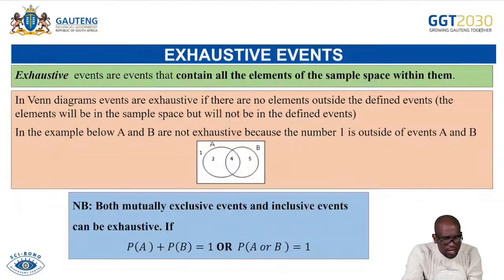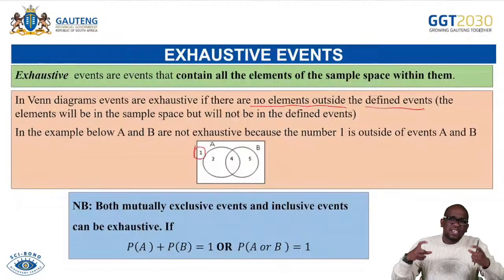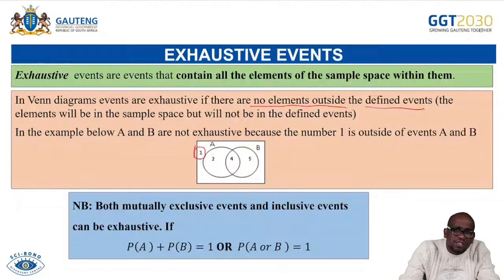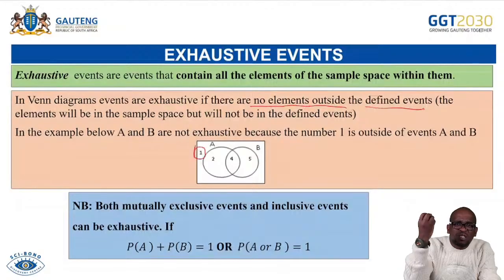In Venn diagrams, events are exhaustive if there are no elements outside the defined events, all right? The elements would be in the sample space, but will not be in the defined events. That's what it means if we say there are no elements outside. In the example below, A and B are not exhaustive because of this element 1 there, which is within the sample space but outside of the defined events. So the events themselves do not exhaust the sample space.